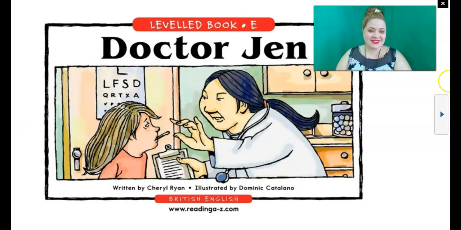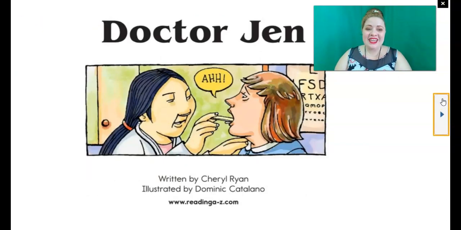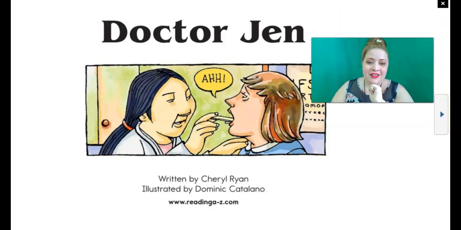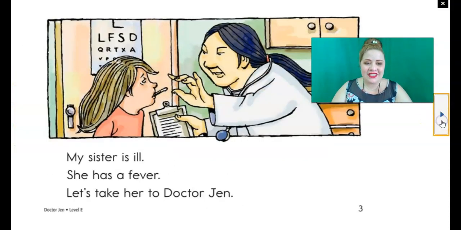Let's read. Here is our title page. When I read a title page, sometimes I like to make inferences about what I think the story will be about. Based on the title and the picture that we can see there, what do you think this story is going to be about? I see a doctor and I see a person who is at the doctor's office, and it looks like the doctor is checking their throat. I wonder what this story will be about. Let's read to find out.